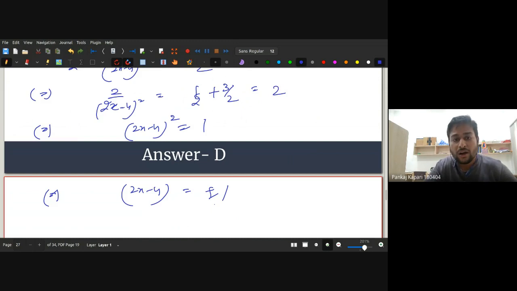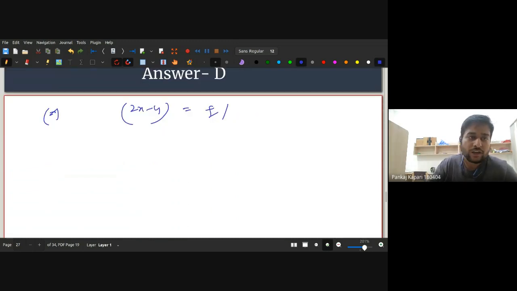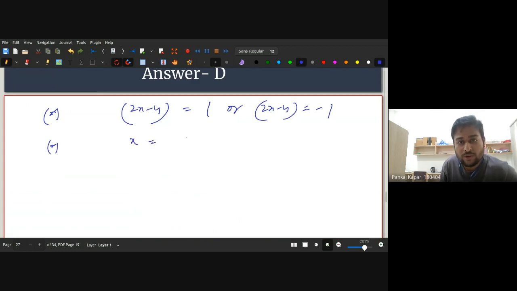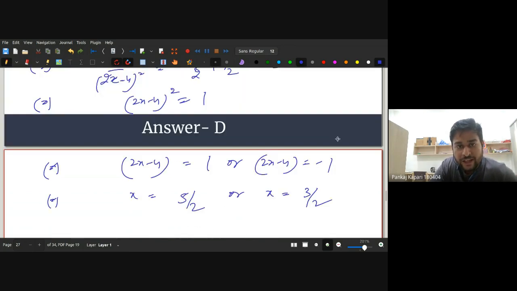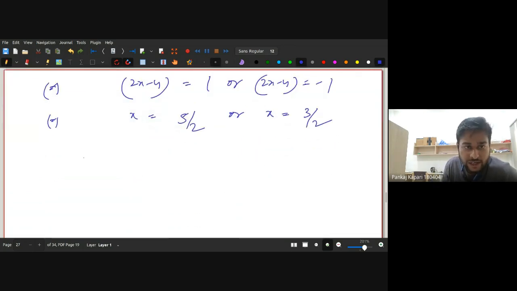That means there are two values; you will get two values of x. So this holds if and only if 2x minus 4 is equal to 1 or 2x minus 4 is equal to minus 1. The first equation will give you x equal to 5 by 2, and the second equation will give you x equal to 3 by 2. Now for these values of x, you have to find the values of y, right?